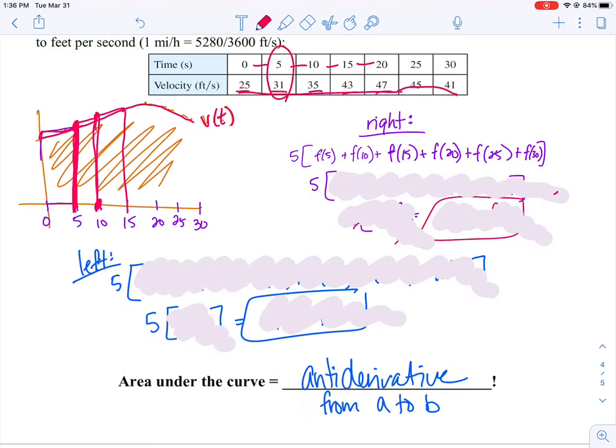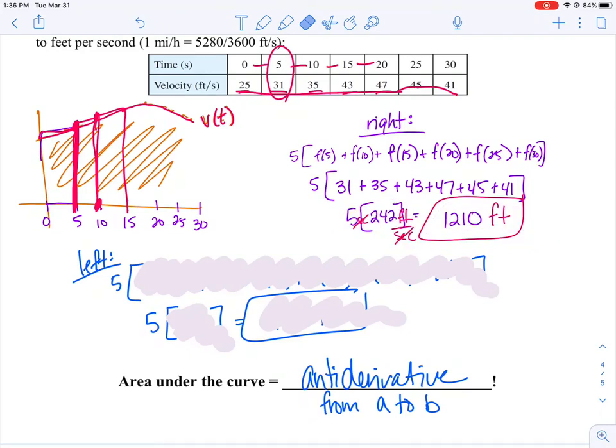So f of 5, using my table of values, I get 31. F of 10 is 35. I get 43, 47, 45, and 41. That's the base times the height of those different rectangles. I can add them all together, and I can approximate that the area is 1,210.